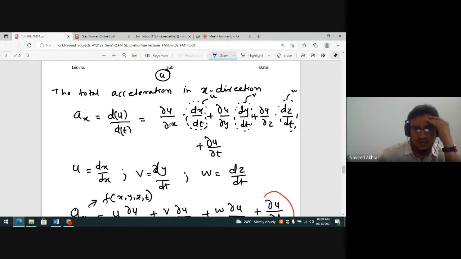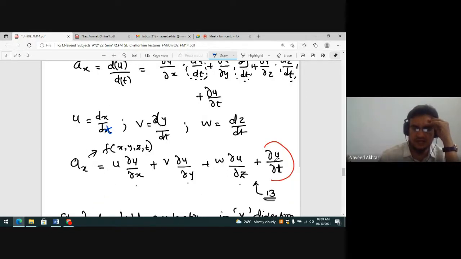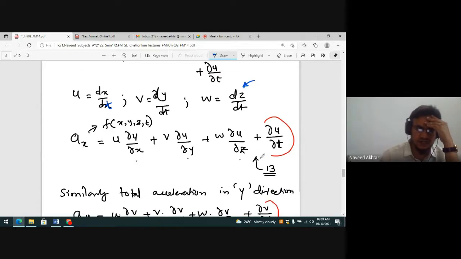So here I can write down u is equal to dx by dt, v is equal to dy by dt, and w is equal to dz by dt, because you know that the rate of change of displacement is nothing but your velocity component, and the rate of change of velocity is nothing but your acceleration component.